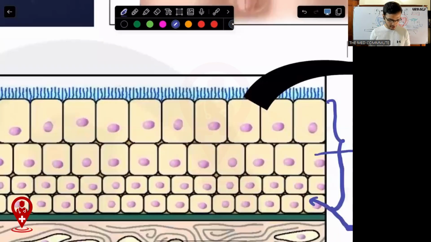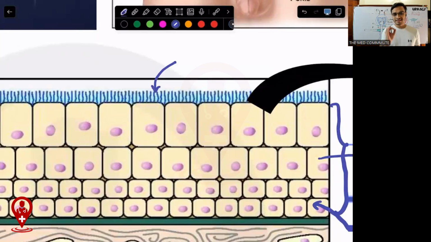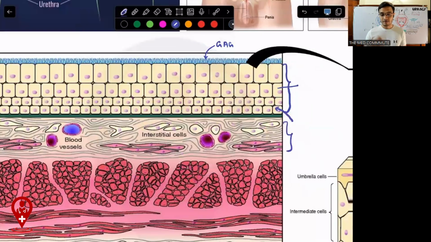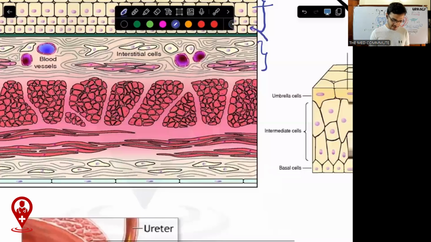Then guys, here on the top, you all can see these hair-like structures. These are what we call glycosaminoglycans, so this is a glycosaminoglycan layer, the GAG layer. Then apart from that, here, this is the lamina propria. We have some interstitial cells, not very important. Here, this is the detrusor muscle layer, a very important structure.